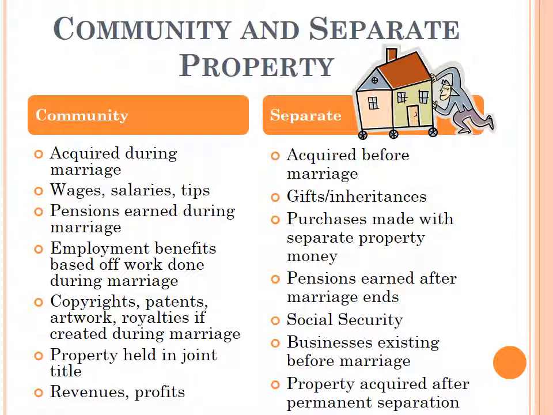Additionally, separate property can become community property if the separate property is gifted to the community. Say one spouse owned a house before the marriage. When the marriage occurred, that one spouse can give that house or that property to the community, which means that it will be given to both spouses, and the property will be held in joint title. In that instance, you have a situation where the separate property became community property.